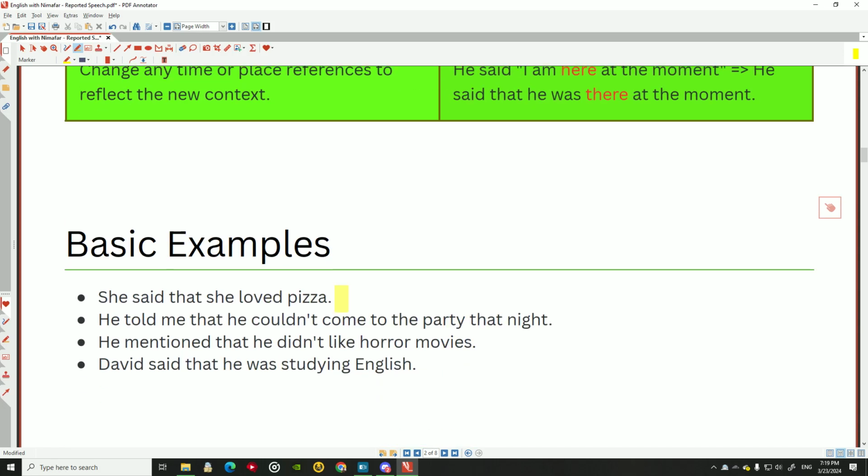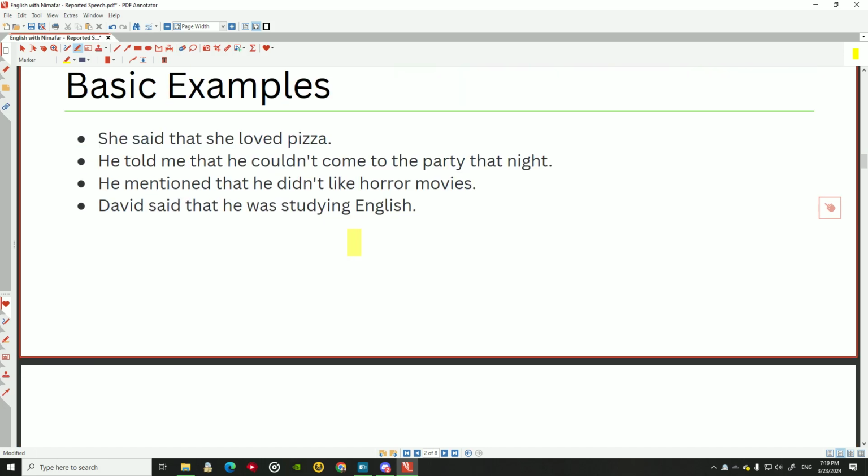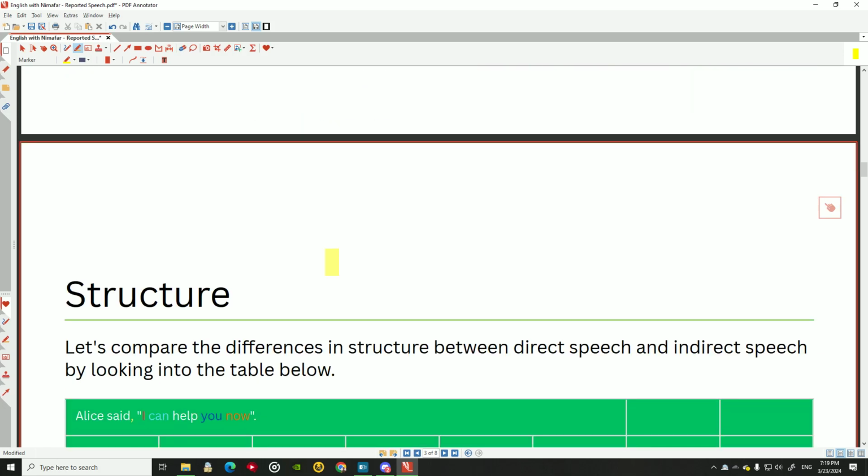Let's have some basic examples. She said that she loved pizza. He told me that he couldn't come to the party that night. I mean, like tonight. He mentioned that he didn't like horror movies. David said that he was studying English. Okay, just keep them in mind. Now let's do it one by one.